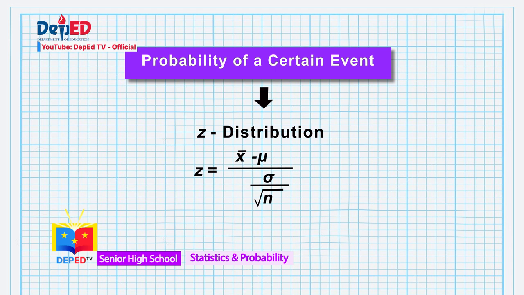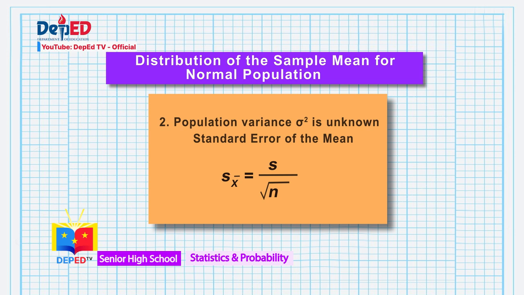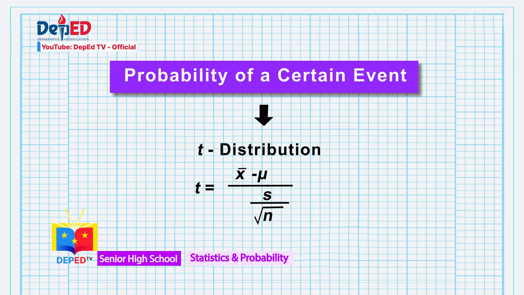Now for the second situation, it is when the population variance is unknown. The standard error of the mean becomes this, where S is the point estimate of the population standard deviation, or the sample standard deviation, and n is the sample size. To estimate the population parameters, we can use the t-distribution by using the formula. Remember that as the sample size is very large, the sample standard deviation is almost indistinguishable from the population standard deviation, and therefore, t and z distributions are essentially identical. Understanding the two situations will lead us to a more interesting discussion next week.